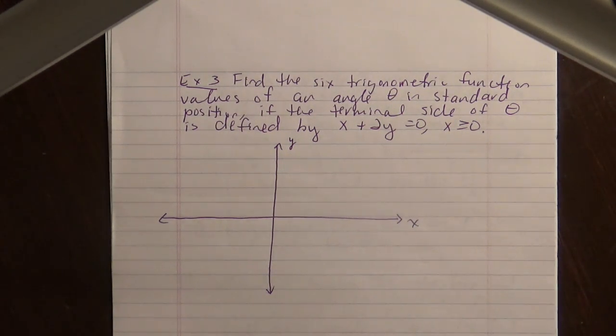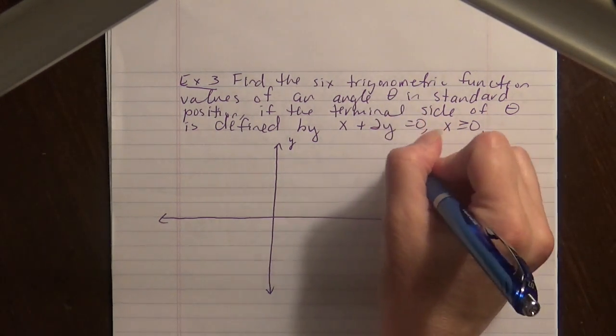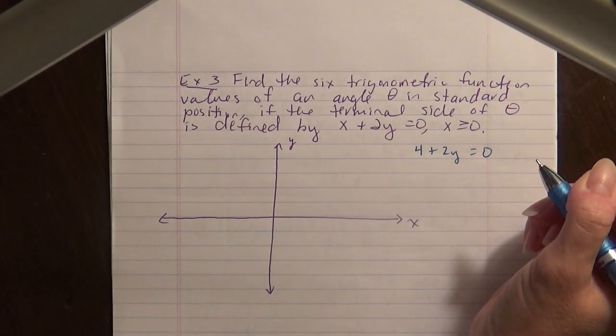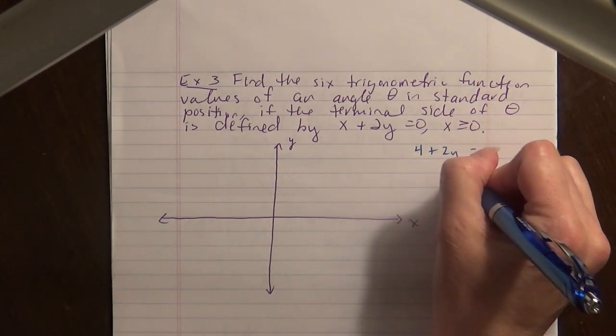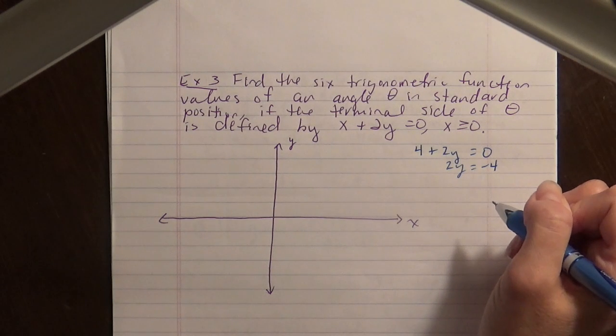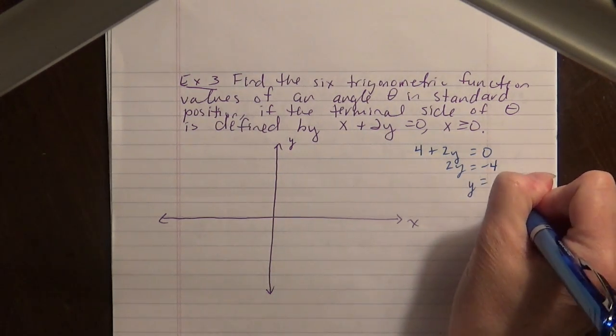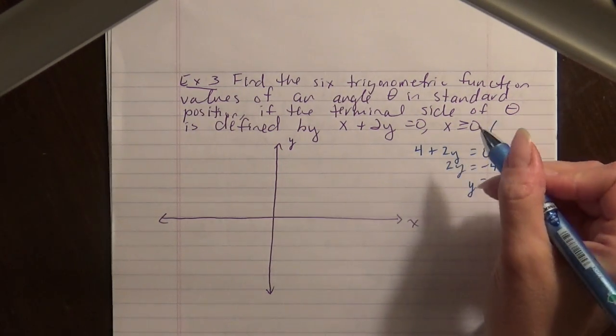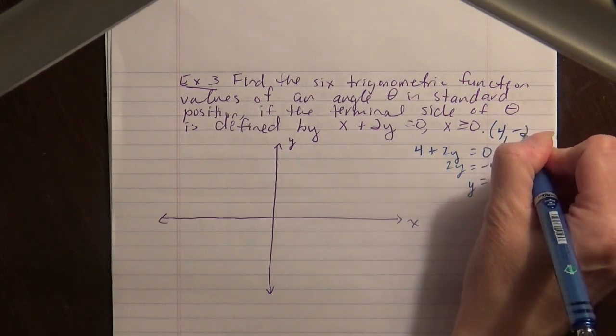So, what you can do here, you can just put a point in for x to see what you get for your y. That'll represent a point on your line. So let's see, if I let x equal 4, I'm going to have 4 plus 2y equals 0. And then I'm going to subtract 4 on both sides. So 2y equals negative 4. Divide both sides by 2, I get y equals negative 2. So that gives me the ordered pair. I put in 4 for my x, and I got negative 2 for my y.